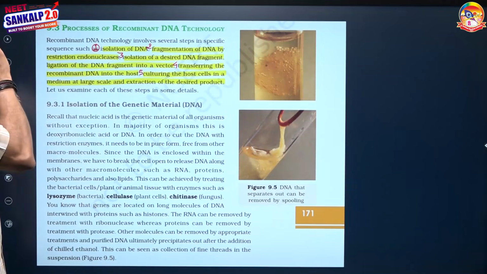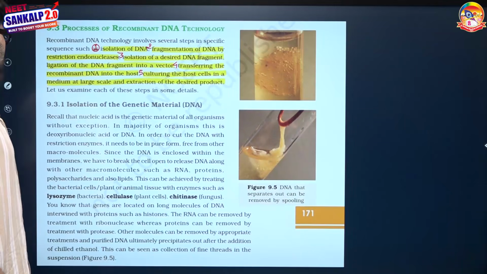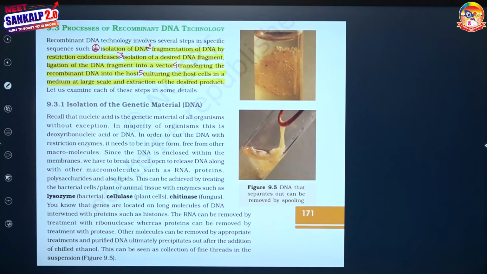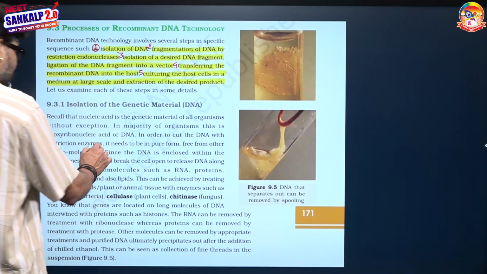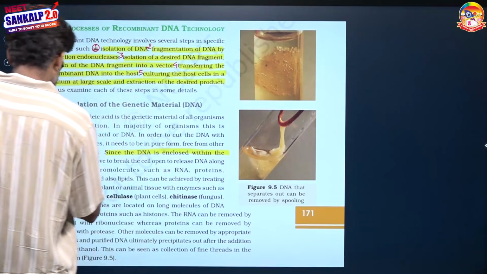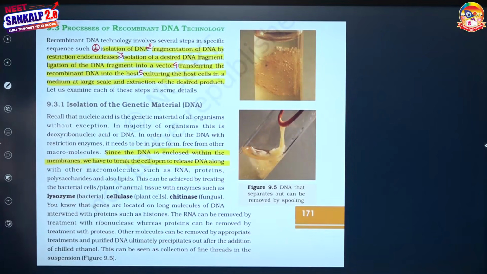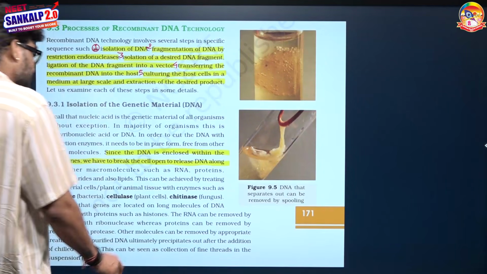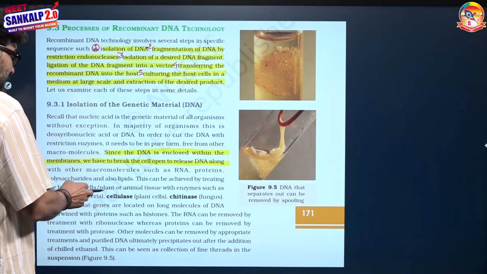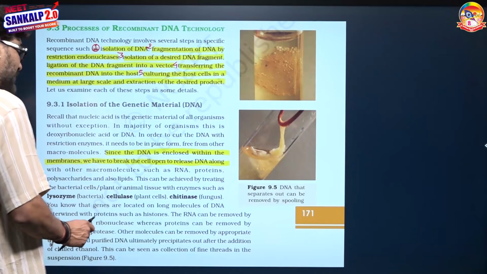The nucleic acid is the genetic material of all organisms without exception. In the majority of organisms, this is deoxyribonucleic acid, DNA. In order to cut DNA with the restriction enzyme, it needs to be in pure form, free from other macromolecules. Since the DNA is enclosed within membranes, we have to break the cell and open the DNA along with the other macromolecules such as RNA, protein, polysaccharides and lipids. This can be achieved by treating the bacterial, plant or animal cells with enzymes.